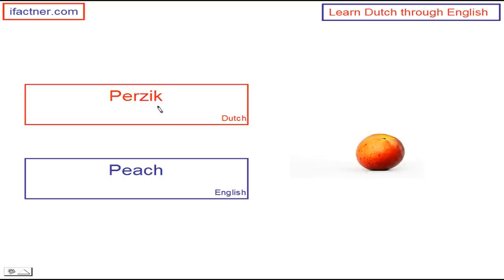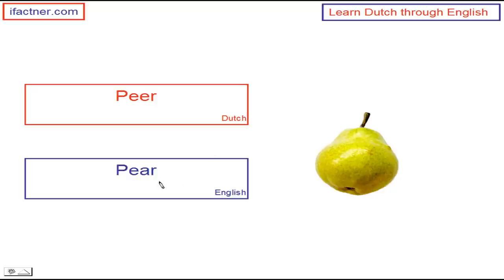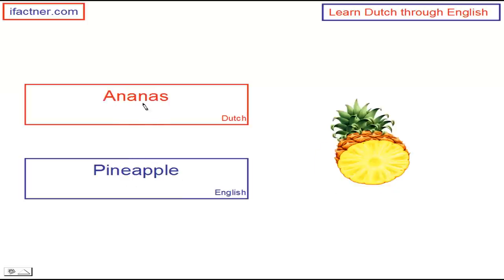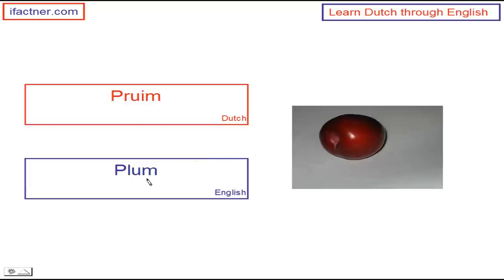Peach is perzik. P-E-R-Z-I-K, perzik. Pear is peer. P-E-E-R, peer. Pineapple, ananas. A-N-A-N-A-S, ananas. Plum is pruim. P-R-U-I-M, pruim.